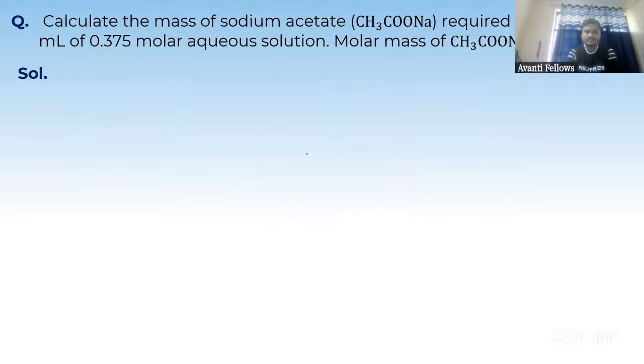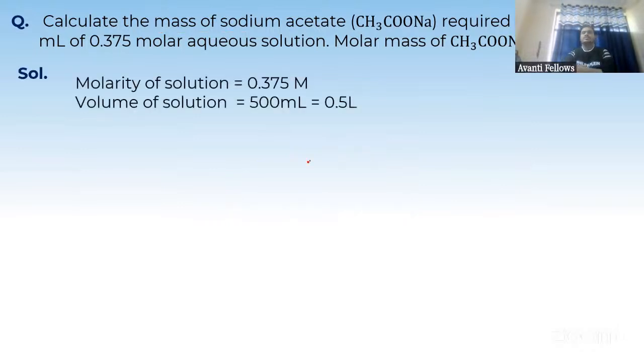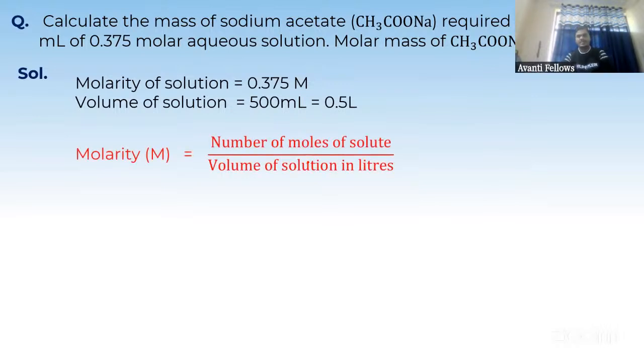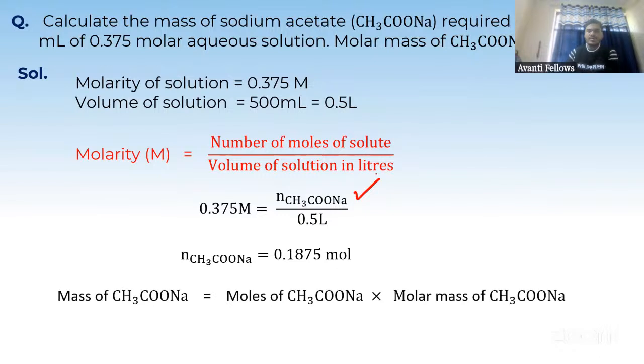Yes. Chalo, I'll explain. Here the molarity of the solution is given, 0.375 molar. The volume of the solution is also given, 500 ml, that is equal to 0.5 liter. Now molarity is equal to what? Number of moles of the solute divided by volume of the solution. So you calculate the number of moles from this formula. The number of moles comes out to be 0.1875 mole.